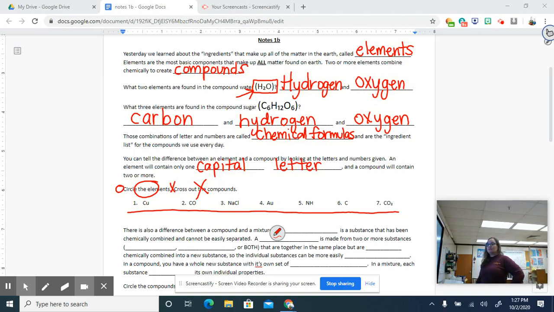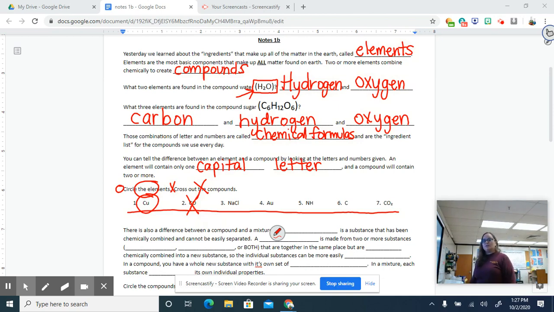Pause the video. All right, here are your answers. There's only one capital letter there, so that is an element. Do you know what element it is? Good job, copper. Okay, how about here? Tricky. That's a capital C and a capital O. That is a compound. Anybody know what it is? Carbon monoxide. Close. Carbon dioxide would have two there. It would be CO2. So that one's carbon monoxide, since it has no subscripts. It only has one atom of each.